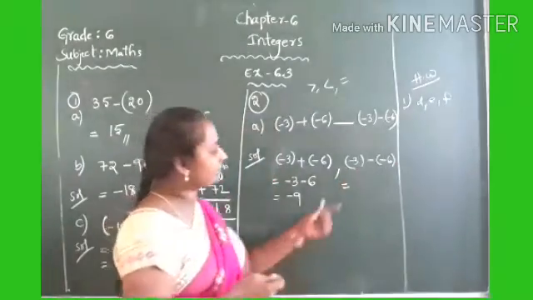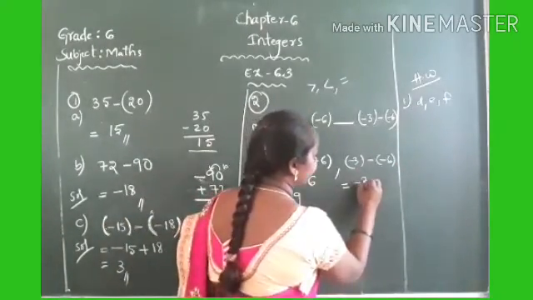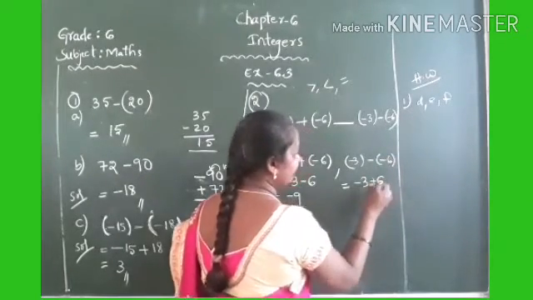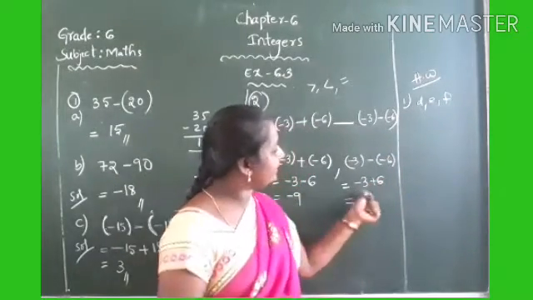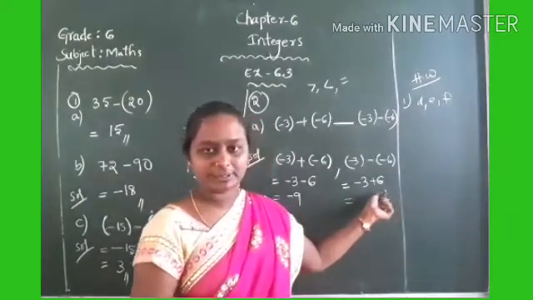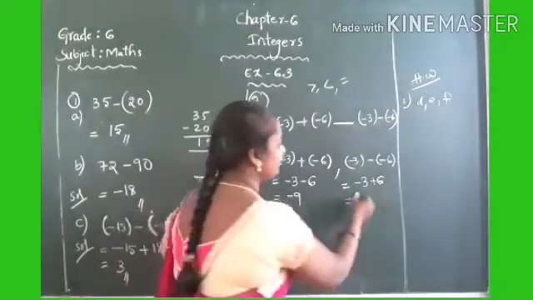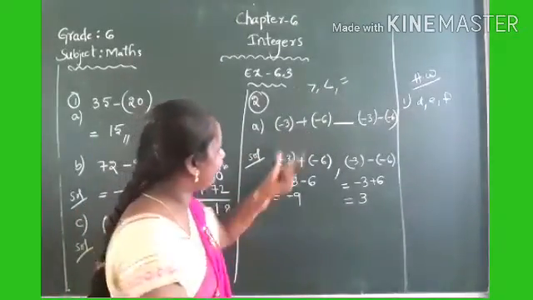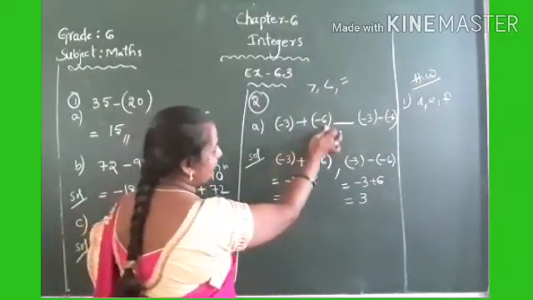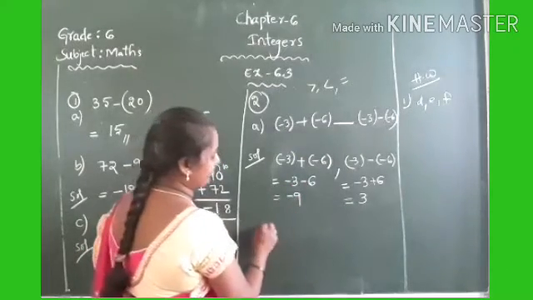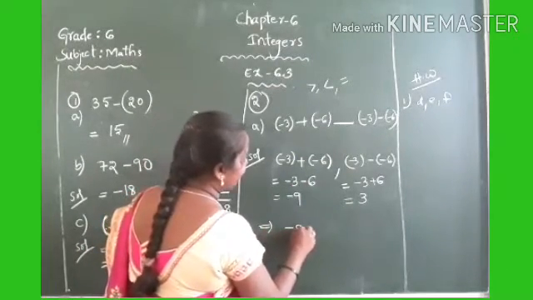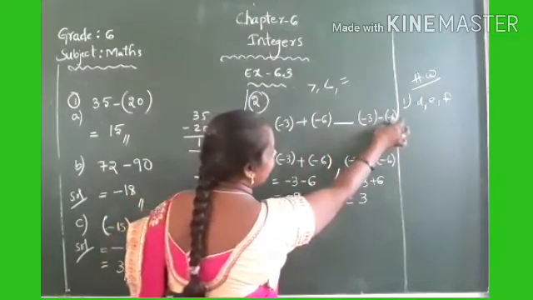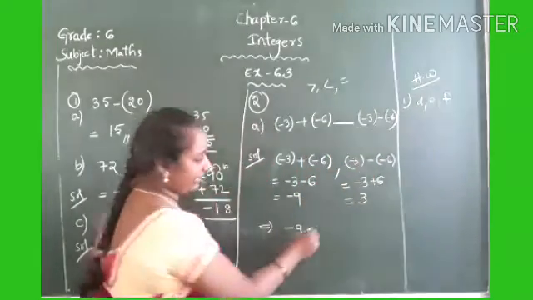So this one also we simplify. Minus 3 minus into minus, right, plus 6. Now minus 3 plus 6, subtract, yes, 3. Now observe: minus 3 plus of minus 6 value is minus 9, and minus 3 minus of minus 6 value is 3.